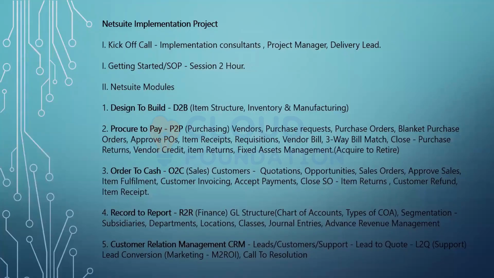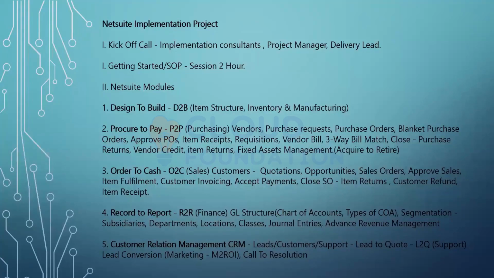There's also something called a three-way bill match. I will let you know what it is. Then you have your returns and your vendor credit. Once you get the material, let us say you purchased 50 quantity, out of which 2 are defective and not working. What would you do? Even when you purchase something from Amazon, if it is defective or not matching your expectation, you return it. That is what purchase returns are all about.